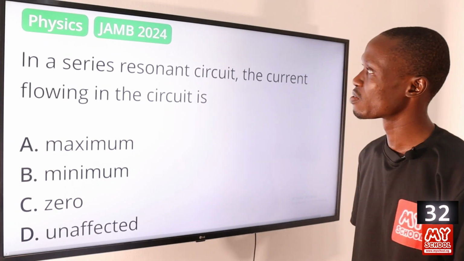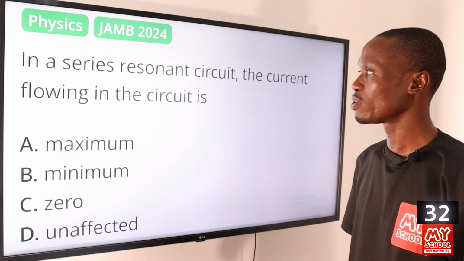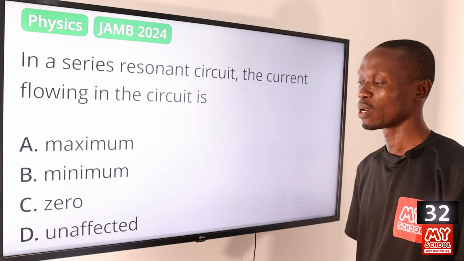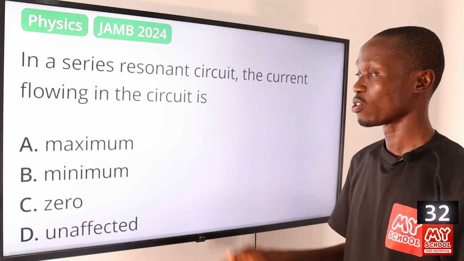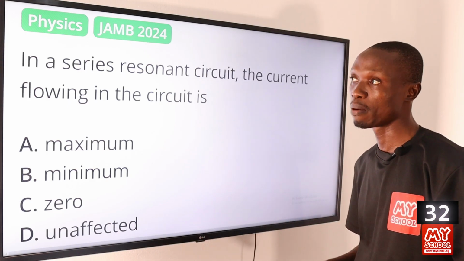In a series resonant circuit, the current flowing in the circuit is A, maximum, B, minimum, C, 0, and D, unaffected. So the answer to this question is option A, maximum.